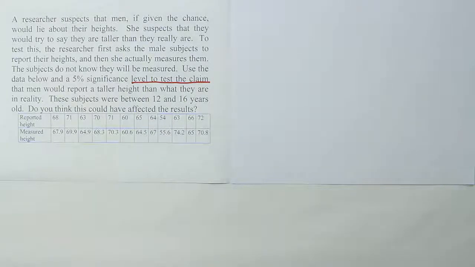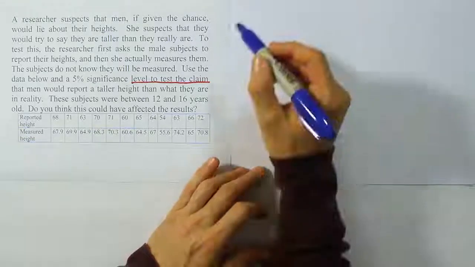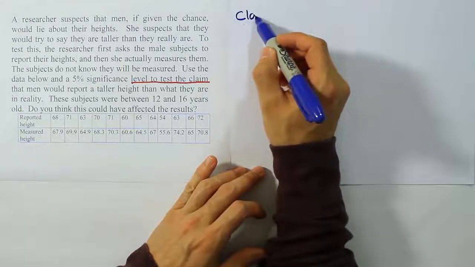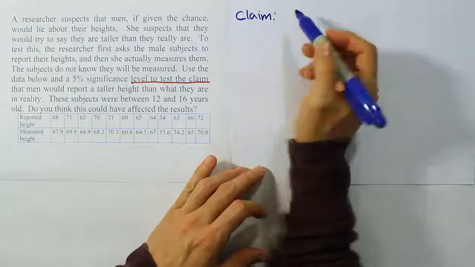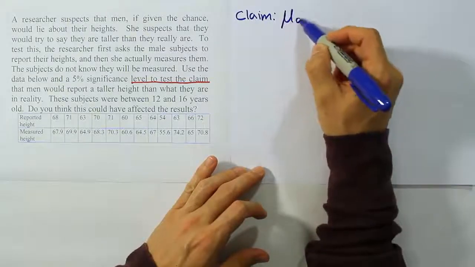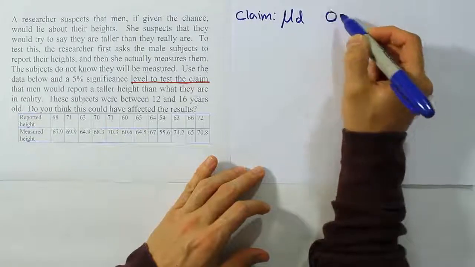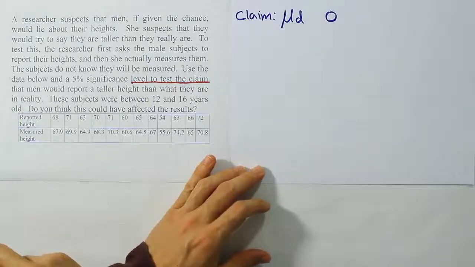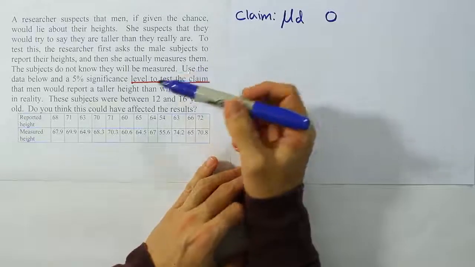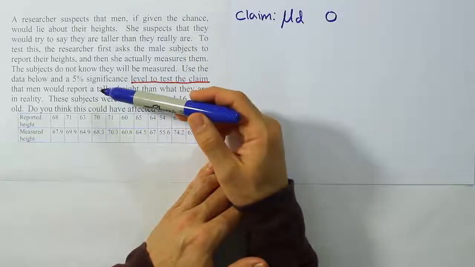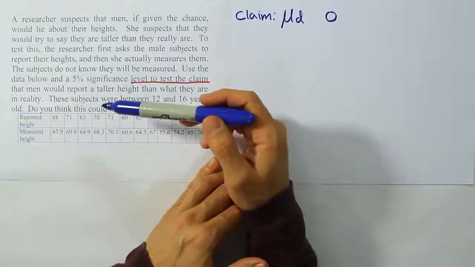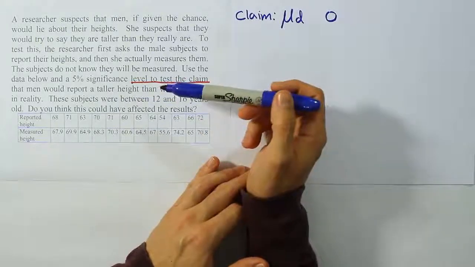So for these problems, when you're dealing with a dependent t-test, your claim is going to start out by saying the mean difference is related to the value 0 in some way. So what we want to say here is that when they look at this problem, it says that we want to look at a claim that the men would report a taller height than what they are in reality. A taller height than what they are in reality.